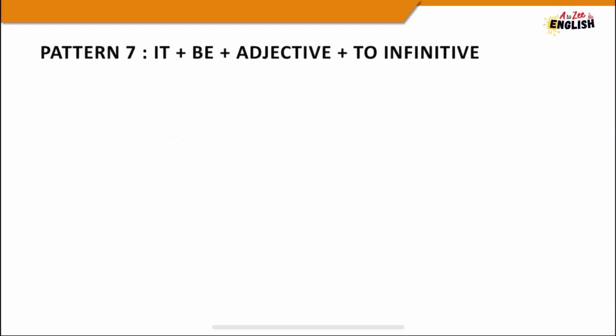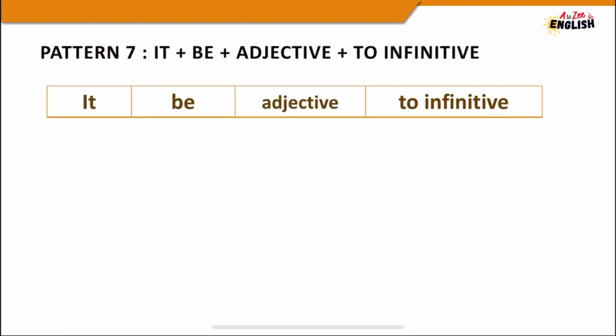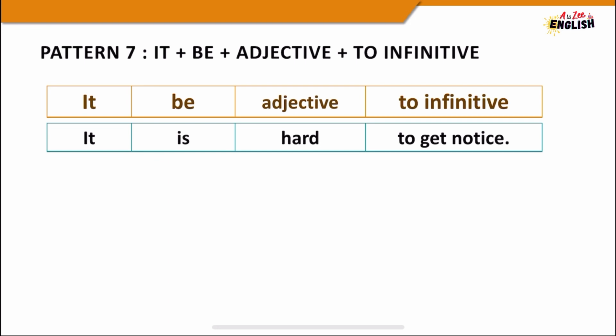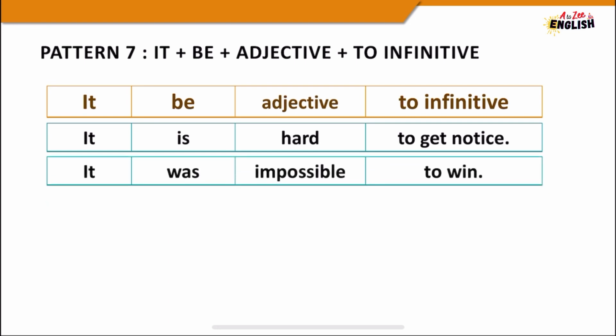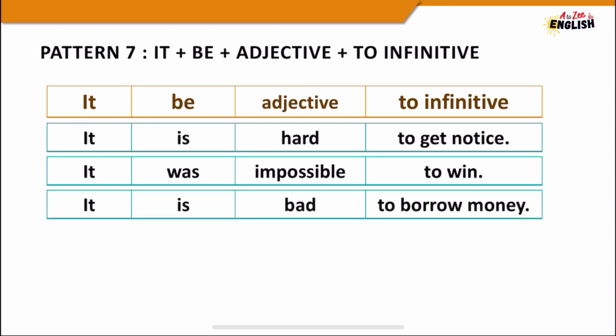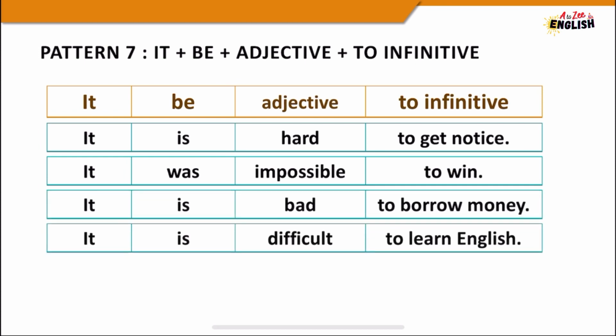The next pattern is it plus be plus adjective plus to infinitive. It is hard to get notice. It was impossible to win. It is bad to borrow money. It is difficult to learn English. All these examples are of this pattern.